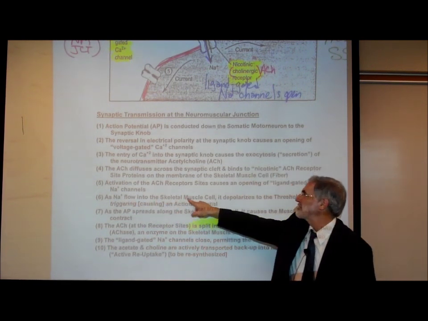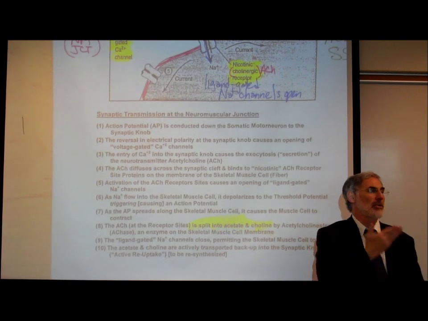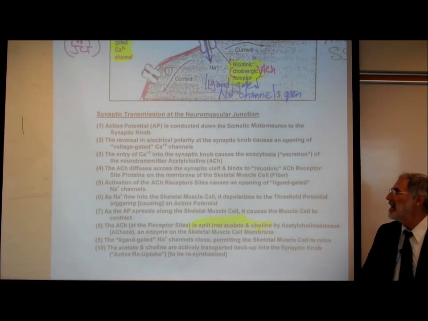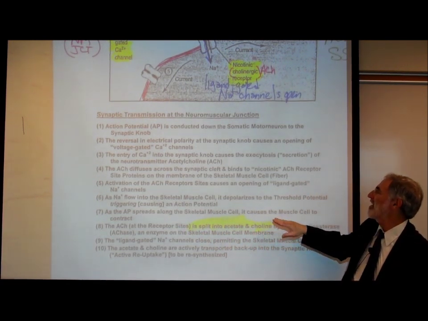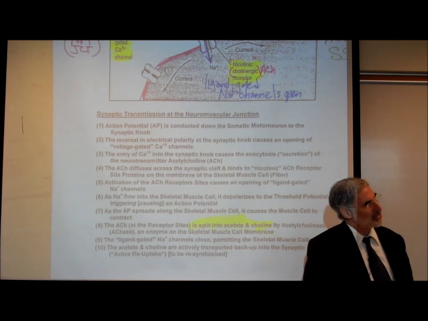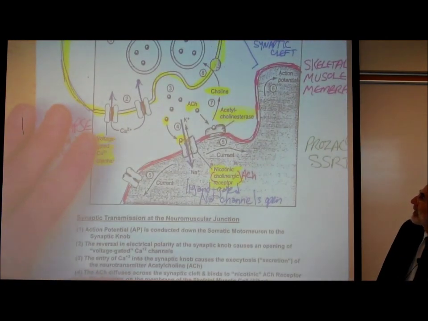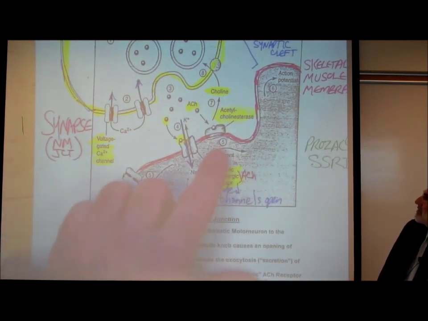As the sodium flows into the skeletal muscle cell, it depolarizes to the threshold, causing an action potential in the muscle cell. Now, this action potential is going to spread along the muscle cell, and that's what's going to cause the muscle cell to contract. Now, let's go back up here. So now we've got this action potential, and it's causing the muscle to contract.